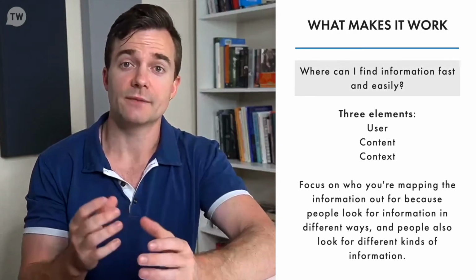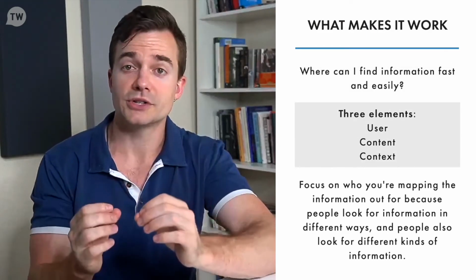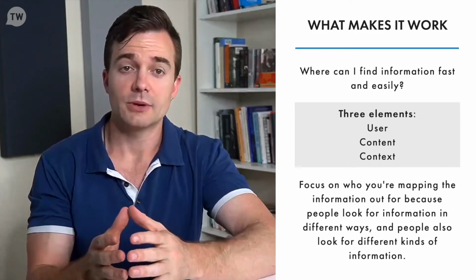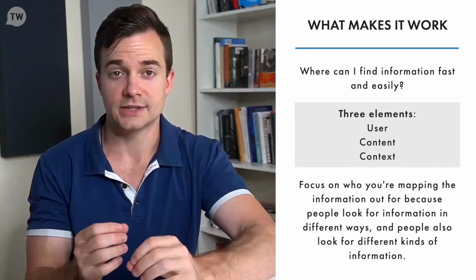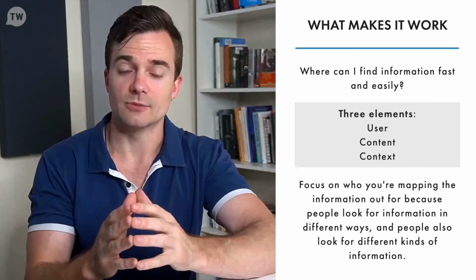To do this, information architecture connects three important elements. The user, who is the person that is looking for information, say details on a particular product. Then we have the content, which is the information itself. And last, we have the context. That's the place with the information. Now let's look at these areas in more detail.